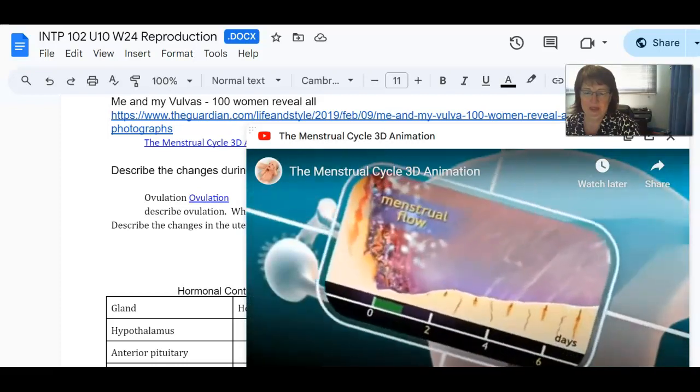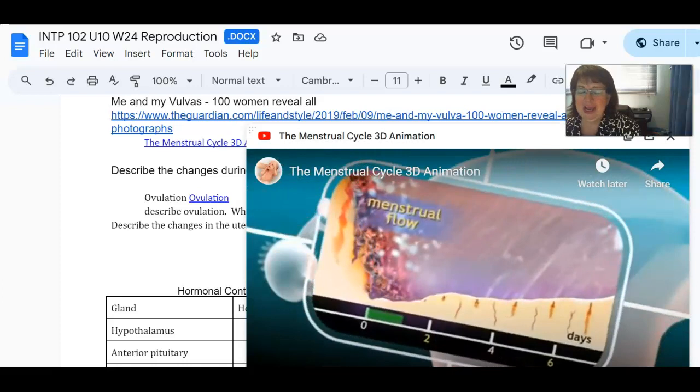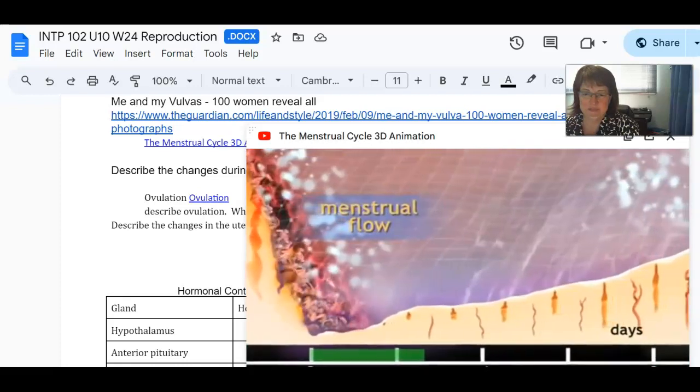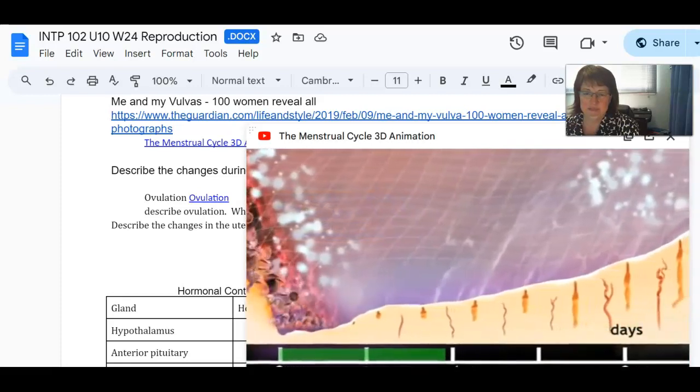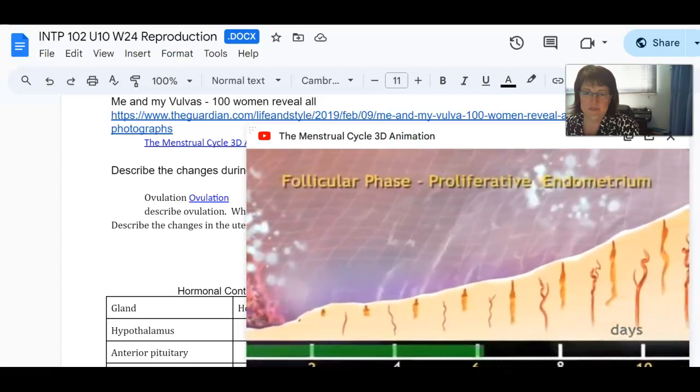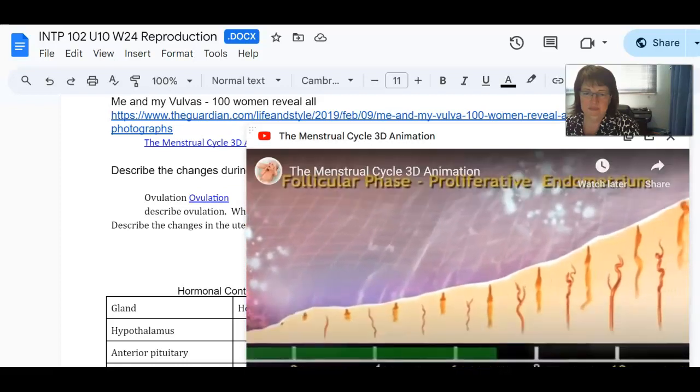So progesterone will act on the uterine lining to thicken it up. The lining of the uterus, known as the endometrium, undergoes changes in response to hormone levels during the cycle. Now, there are a lot of different phases outlined in this video. Don't worry about the phases. Pay attention to what estrogen and progesterone are doing.